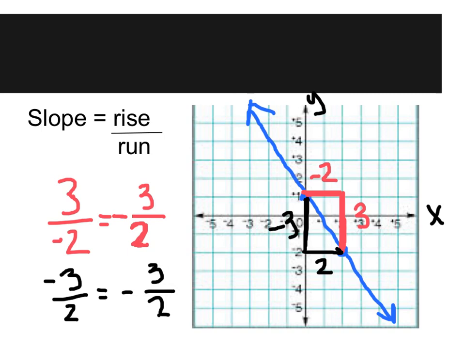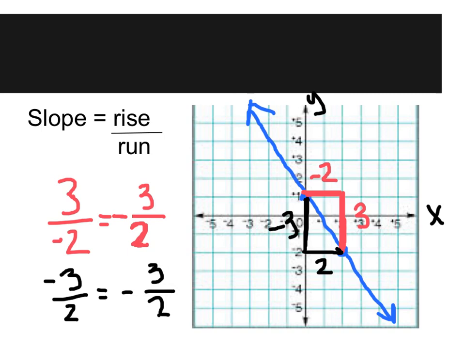In class tomorrow, we're going to work on slope. Slope is rise over run. It's the change in y values, those are the vertical values, over the change in the x values. It's the ratio of the change in y to the change in x.